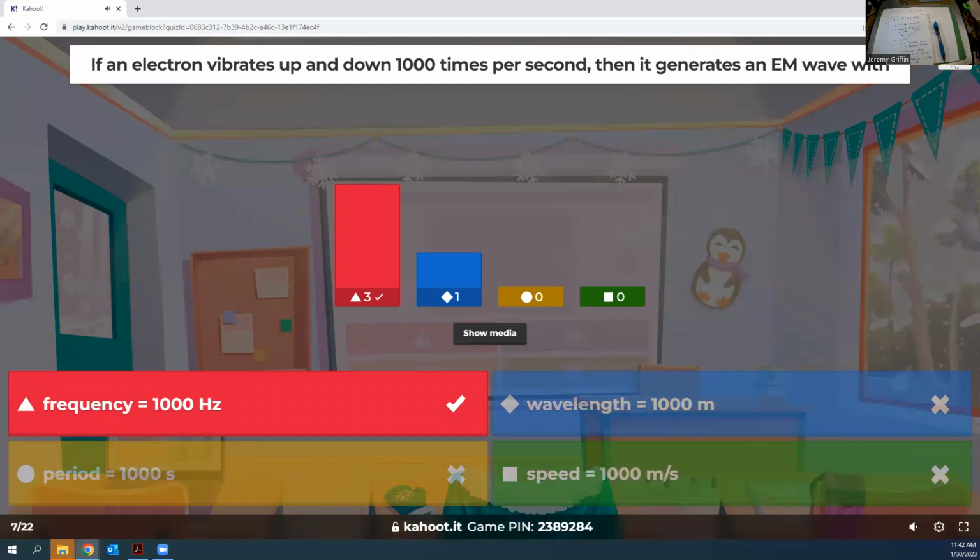Yeah, that's a frequency of 1,000 hertz. That's what 1,000 times per second is. In case you forgot that, I'm reminding you guys.